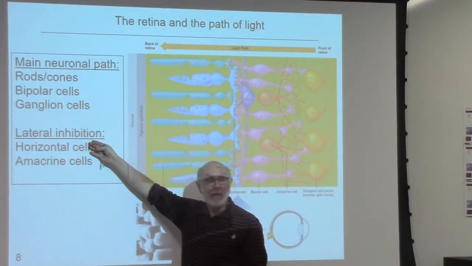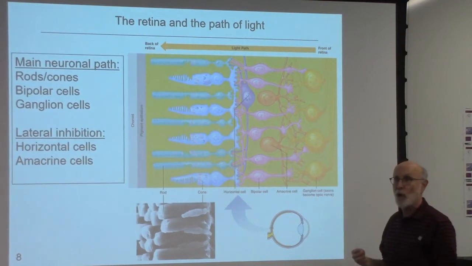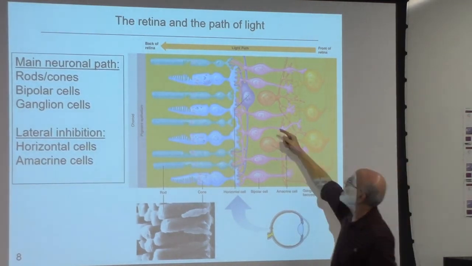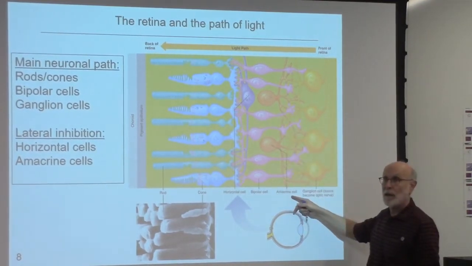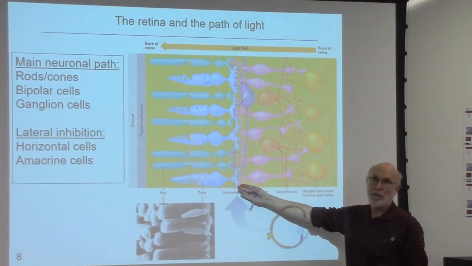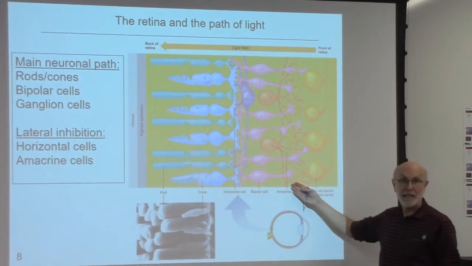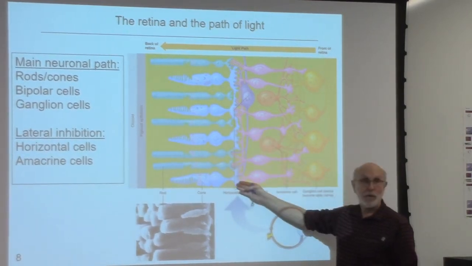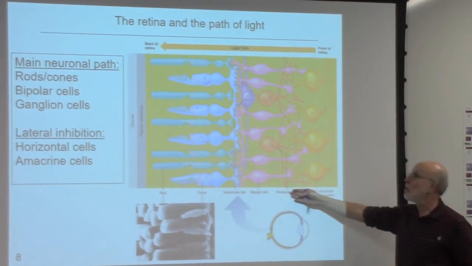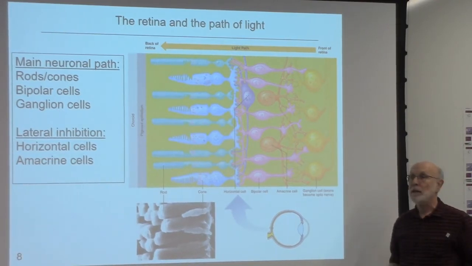There is robust lateral inhibition in the retina. And there are cell types that do this robust lateral inhibition: the horizontal cells and the amacrine cells. Horizontal cells do lateral inhibition at the first synapse, and amacrine cells do lateral inhibition at the second synapse. So this is a way of sharpening receptive fields, just like in the somatosensory system, but even more so.